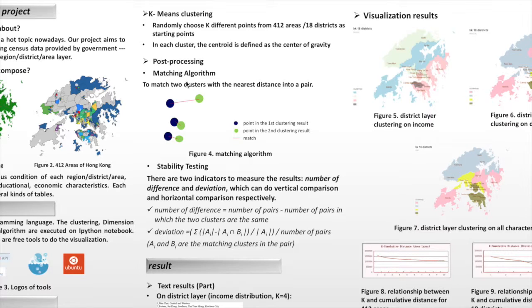We use two indicators to measure the results. The first one is number of difference, and the second is deviation. Number of difference is designed as the number of pairs which are not exactly the same. The range of this value is from 0 to k. 0 represents the best result and k is the worst. The range of deviation is from 0 to 1. 0 is the best situation and 1 is the worst case.